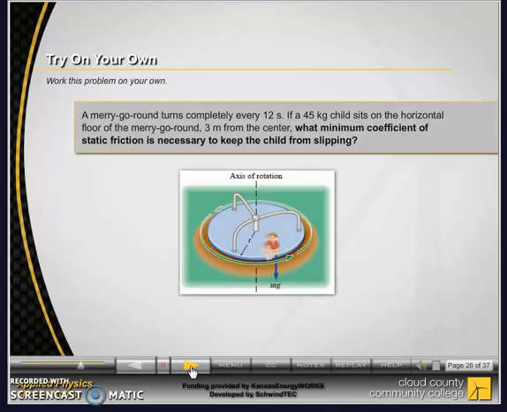Here's a problem to try on your own. A merry-go-round turns completely every 12 seconds. 3 meters from the center, what minimum coefficient of static friction is necessary to keep the child from slipping?